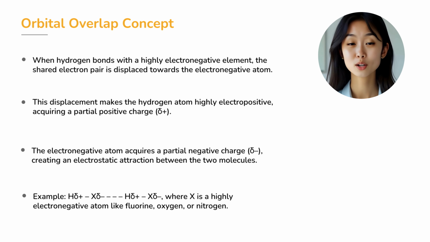This creates a partial positive charge on the hydrogen atom and a partial negative charge on the electronegative atom. Now, when another molecule comes close, the partially positive hydrogen is attracted to the partially negative electronegative atom, and that's when the hydrogen bond forms. This bond forms between two molecules, linking them together with this attractive force.